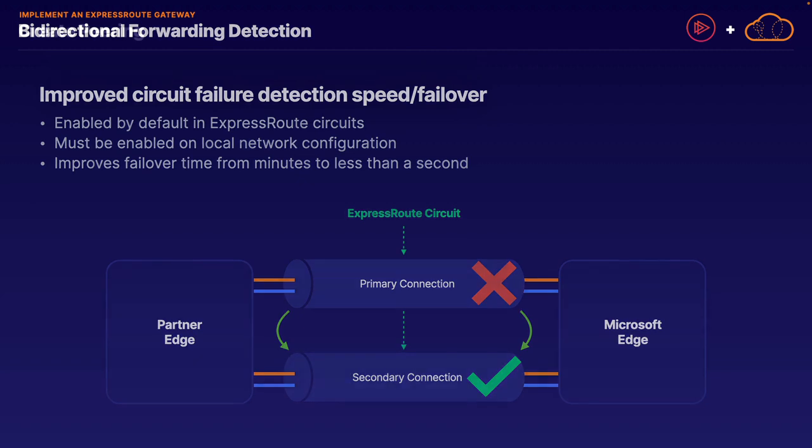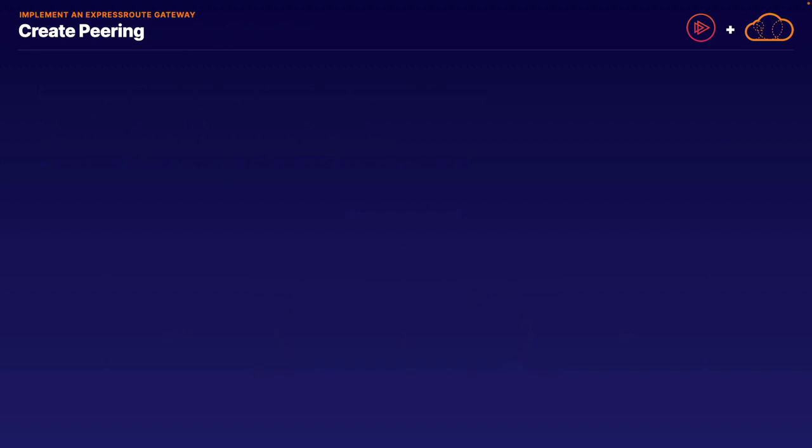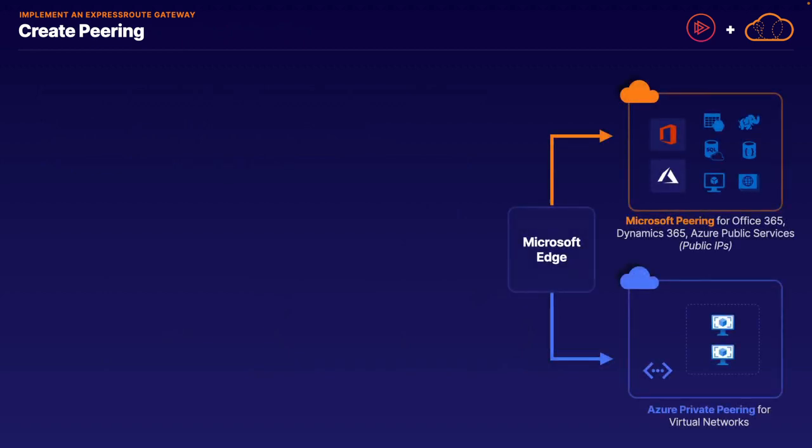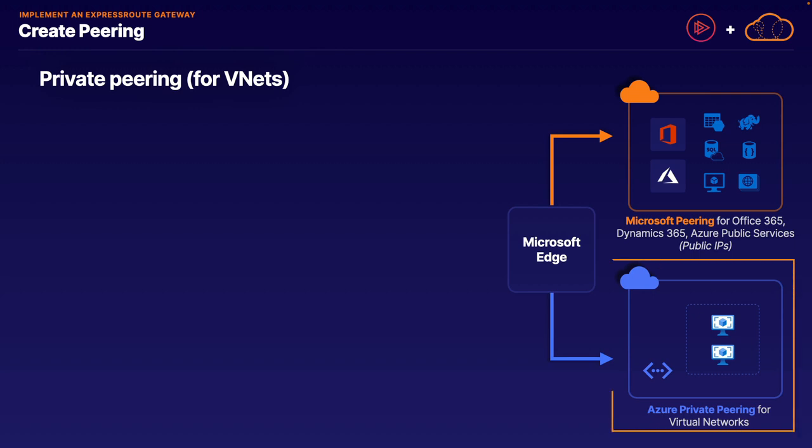Moving on to our next big picture step, we have that of creating our peering, which is going to be our example off to the right side. When working with peering with virtual networks, we are most concerned with our bottom right example called Azure Private Peering. However, be aware we also have the option of peering with Office 365 and other Azure services as well.